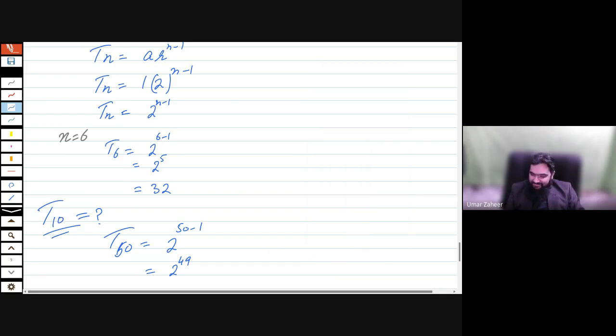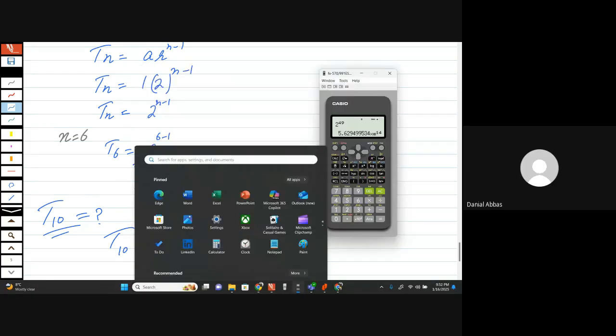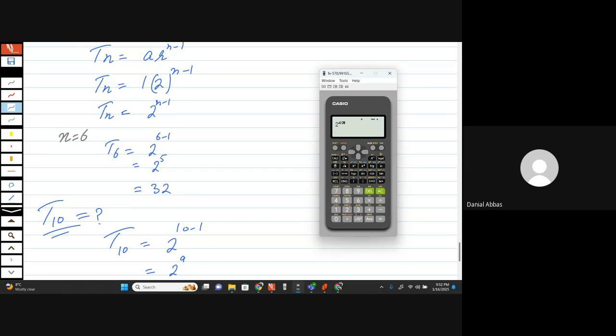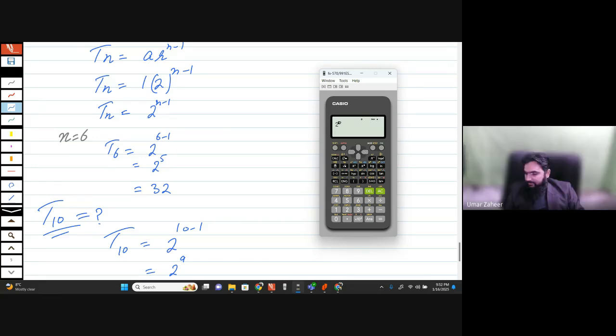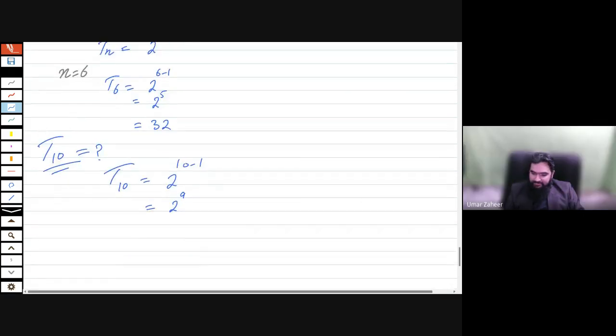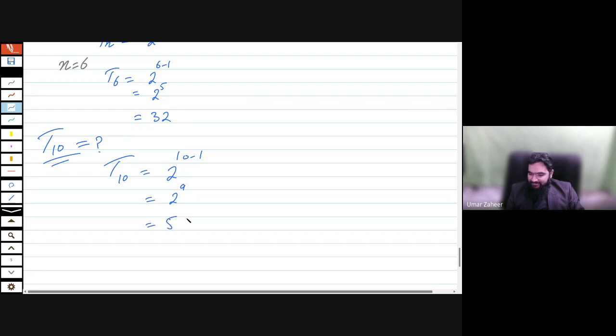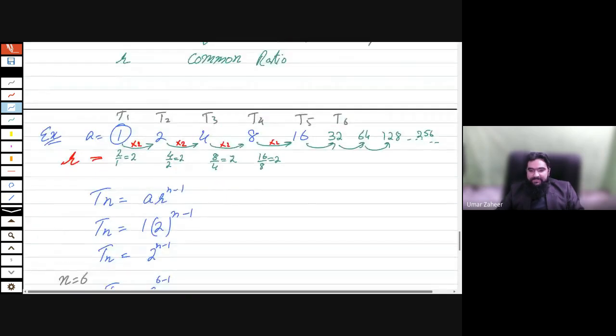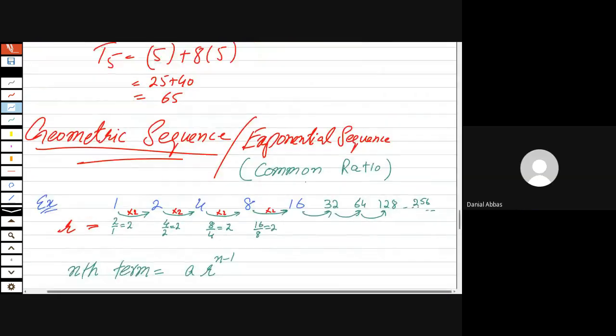Let's say here we have to take 10. We are going to get 2 power 9, which is 512. All right, that's okay. Is it clear? Yes, sir.